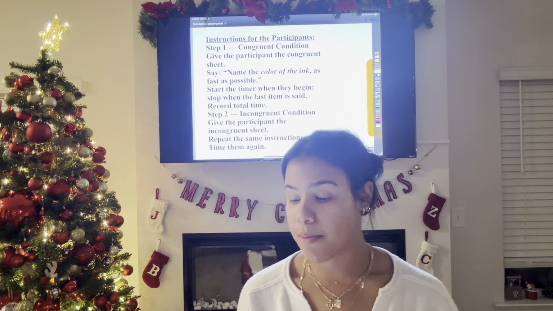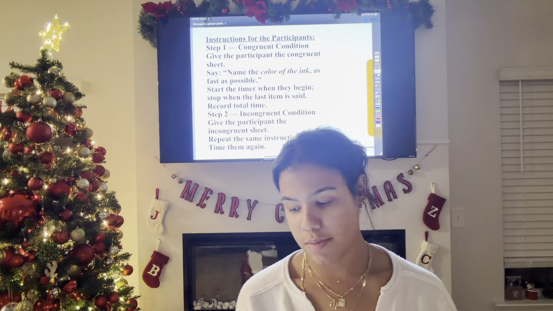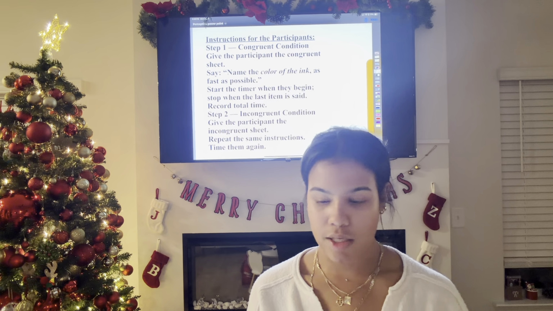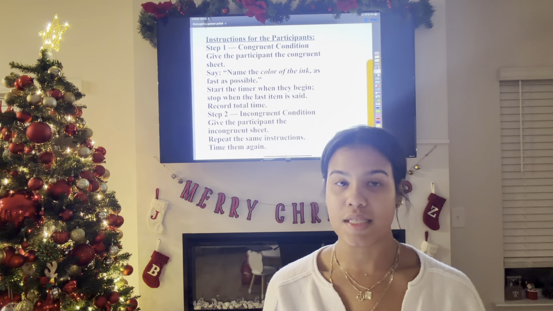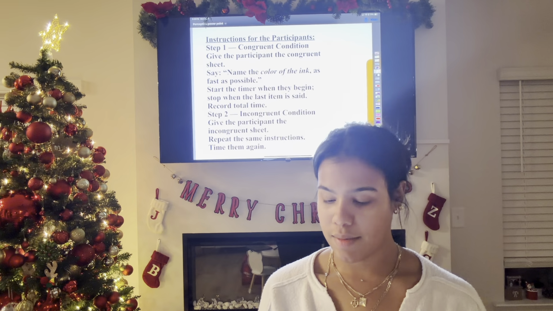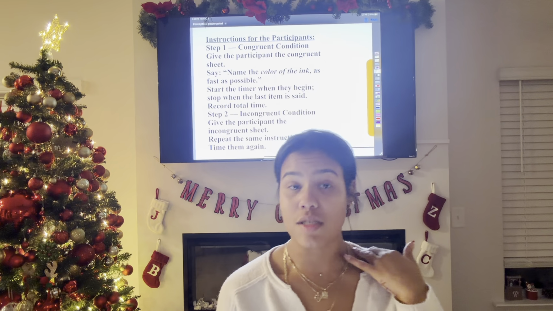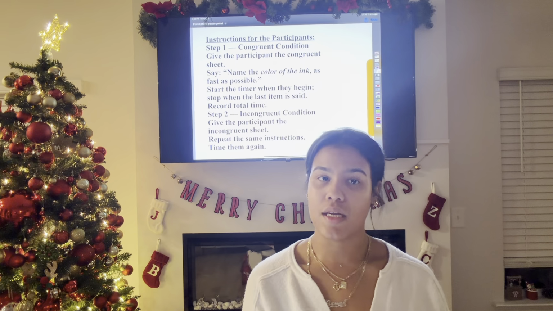The instructions for the participants would be step 1, congruent condition. We would give our participant the congruent sheet and say, name the color of the ink as fast as possible. Start the timer when they begin and stop when the last item is said. Record total time. Step 2 is the incongruent condition, where we give the participant the incongruent sheet and repeat the same instructions, timing them again.